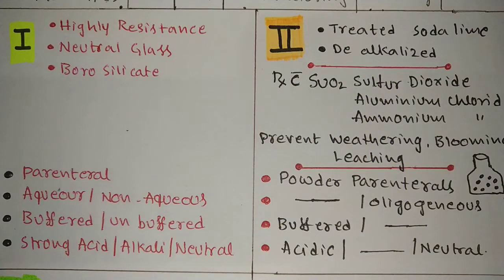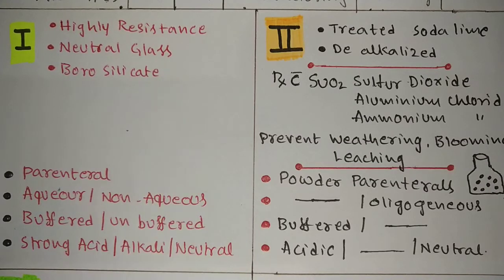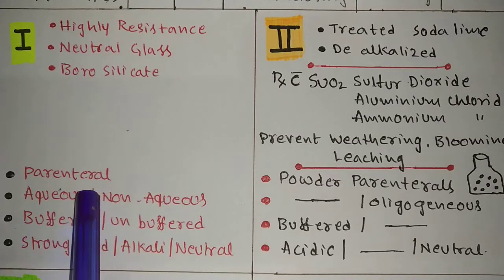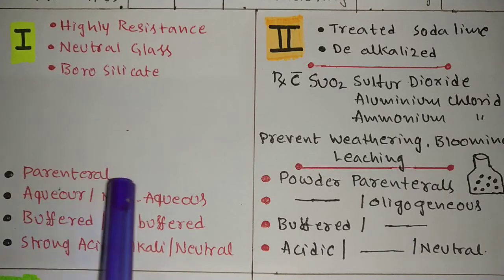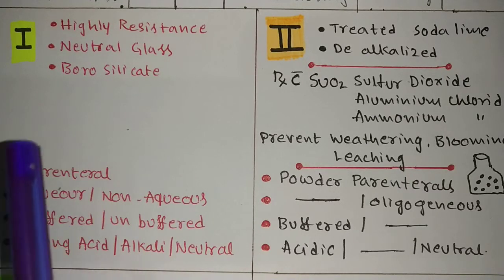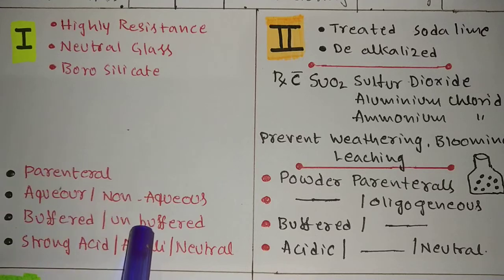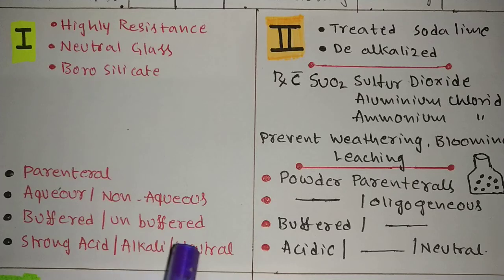Next, see here the uses. This type 1 glass is very good. I have already told you, it is highly preferable for parenterals, any parenterals. We can use this type 1 glass for aqueous and non-aqueous parenterals also. It is also suitable for buffered and unbuffered, which I have explained in my previous videos, and we can also store strong acid, strong alkali or neutral parenterals.